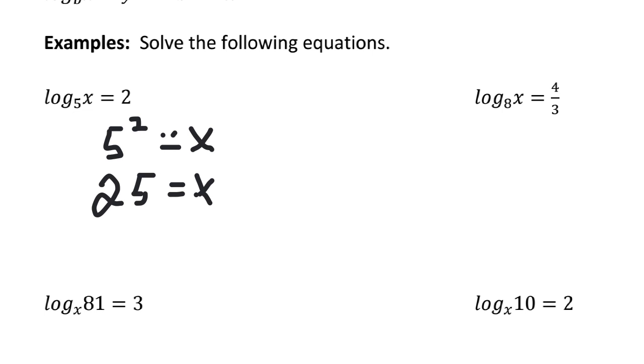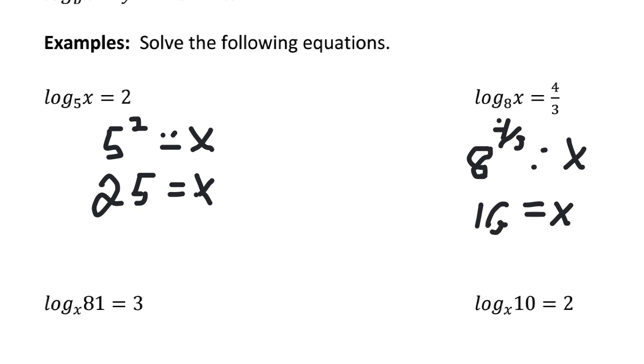We have 8 to the 4/3 power equals x. That's a matter of sticking it in the calculator. I believe you end up with 16, but let me check here real quick. 8 raised to the 4/3, and it's 16. Hopefully these videos are helping. Moving down.